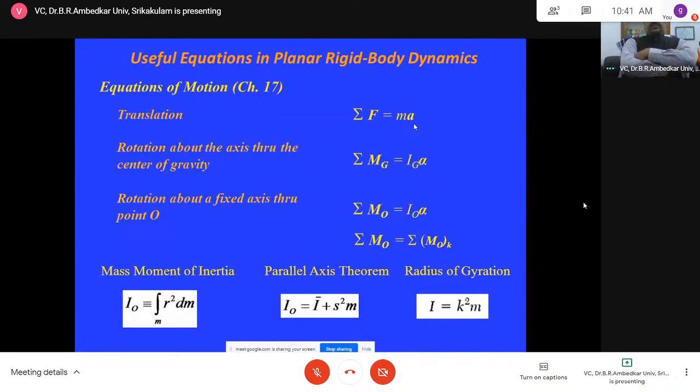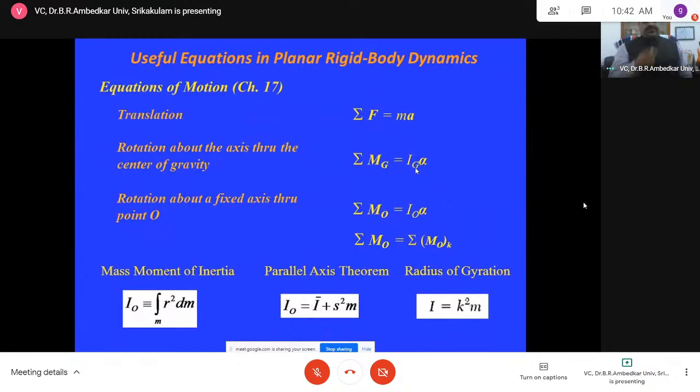Sum of the moments is equal to the mass moment of inertia into the angular acceleration. In the linear case it is sum F = m a_G, and sum M_G = I alpha is the rotational case. These two are Newton's second law. For the translation case, the resultant force is equal to mass into linear acceleration, and for the rotation case, the resultant moment is equal to the mass moment of inertia into angular acceleration.